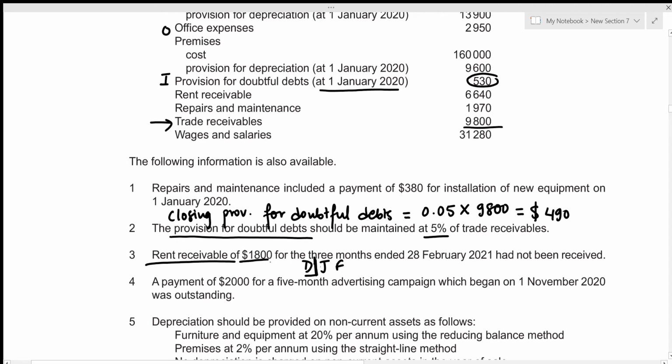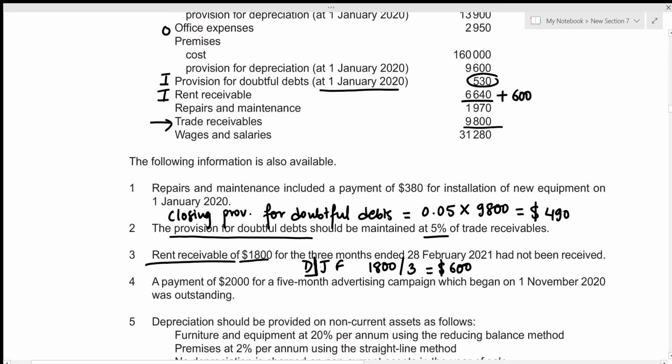So if the 3 months has the rent receivable of 1800, then 1 month will have the value 1800 by 3, which is going to be 600. So this 600, we need to add it to the rent receivable given right here. Let's add a 600. Then we can write it down as an income because it is a receivable. Next one, we have repairs and maintenance.